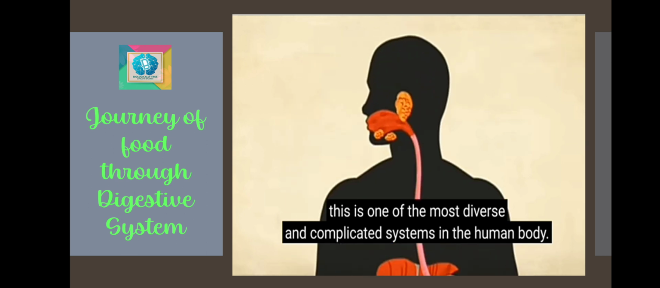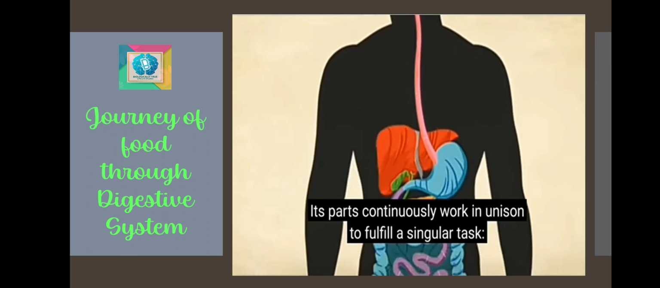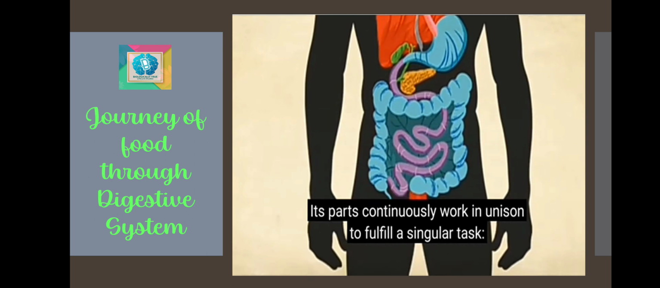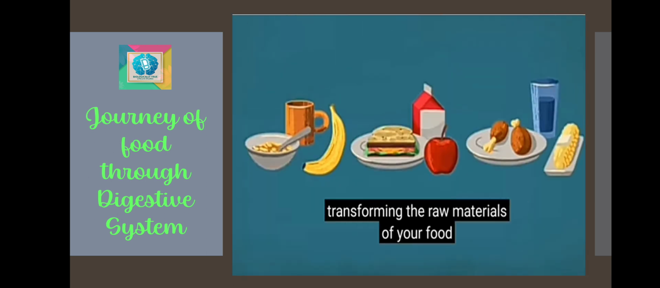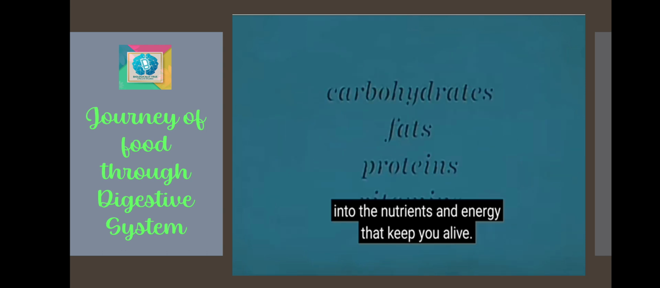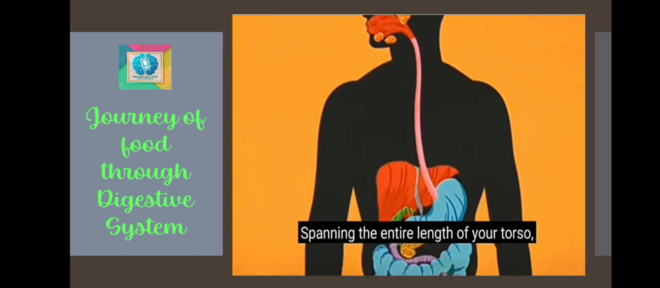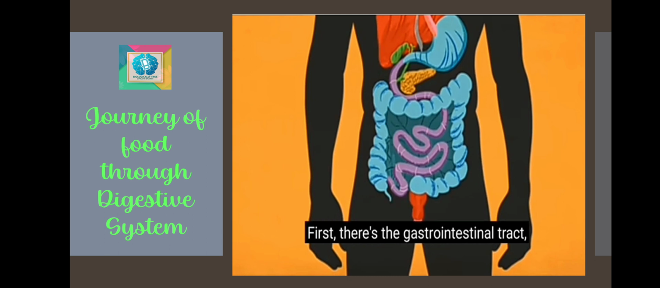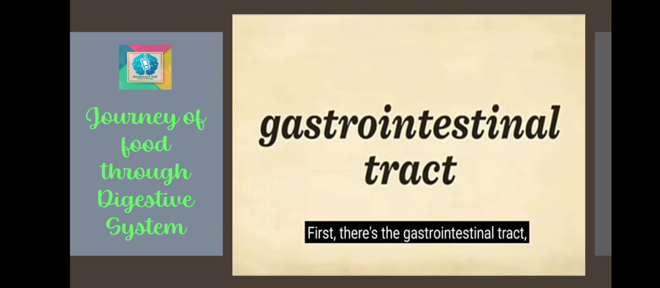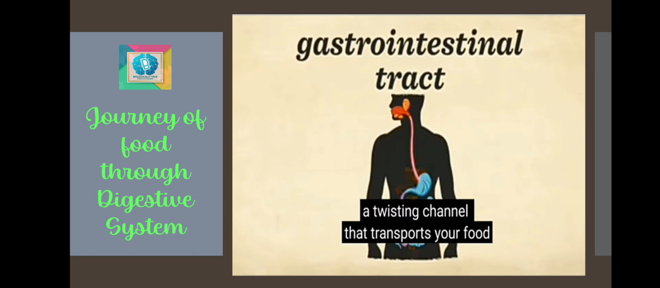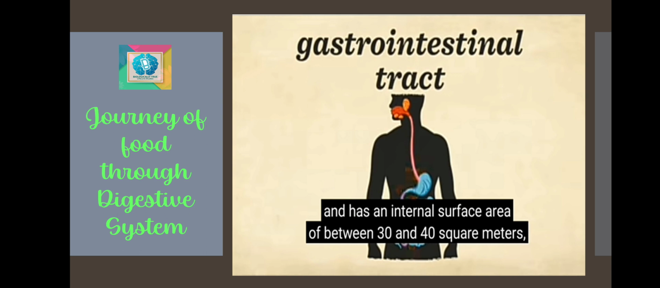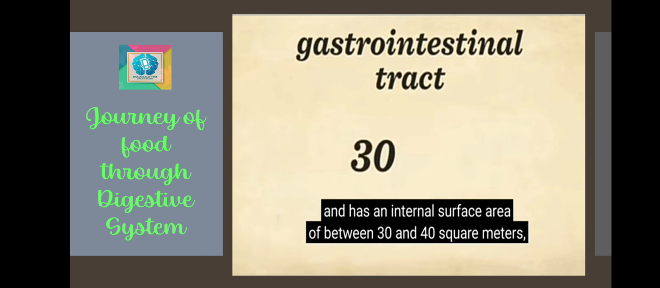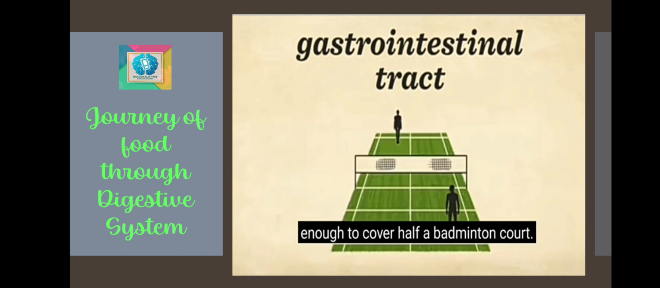Its parts continuously work in a group to fulfill a single task, transforming the raw materials of our food into the nutrients and energy that keep us alive. Spanning the entire length of our trunk, this digestive system has 4 main components. First is the gastrointestinal tract, which is a twisting channel that transports the food and has an internal surface area of about 30 to 40 square meters, enough to cover half of a badminton court.